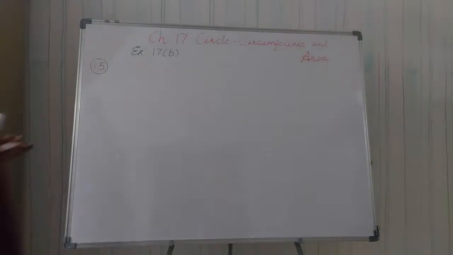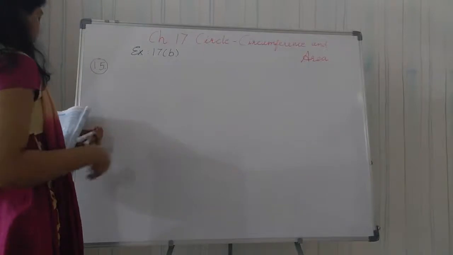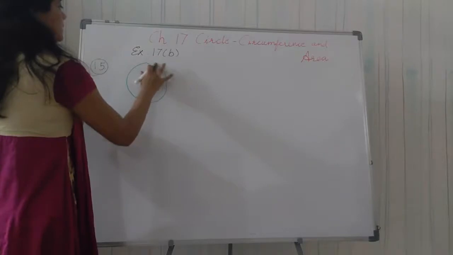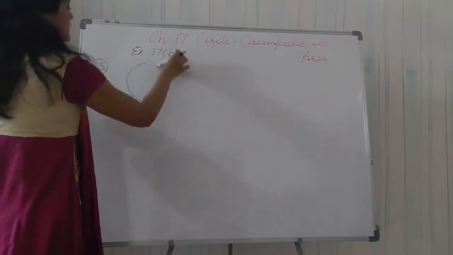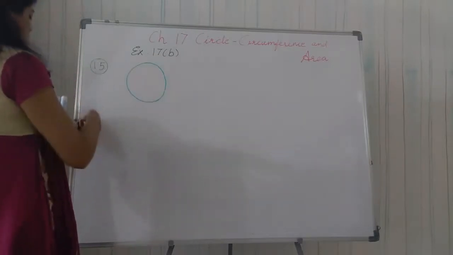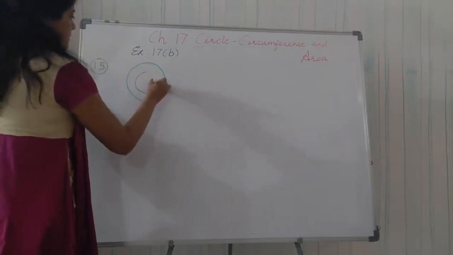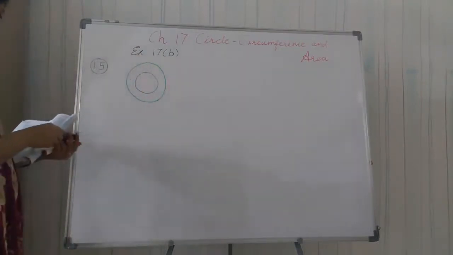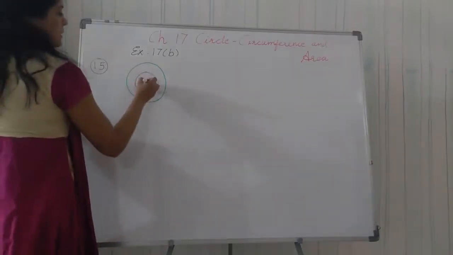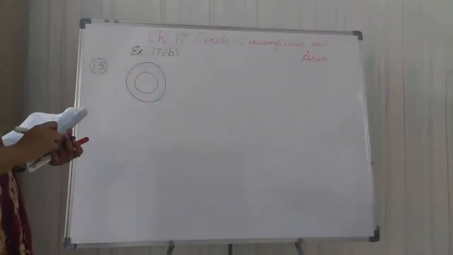Now question number 15. Here the shaded area, the figure is given to us. So let us draw the figure first here. One circle, the outer circle, and the other is the inner circle given to us, students. So this way in question number 15, two circles are drawn. Now the question is about the circumferences of two concentric circles. These are concentric circles. Circles having the same center are called concentric circles.